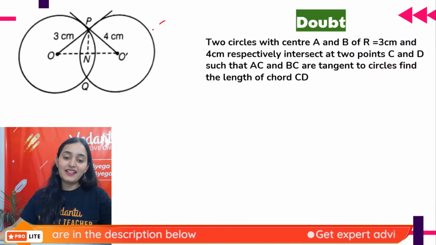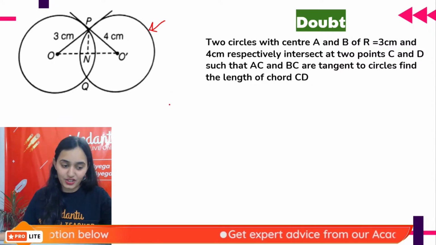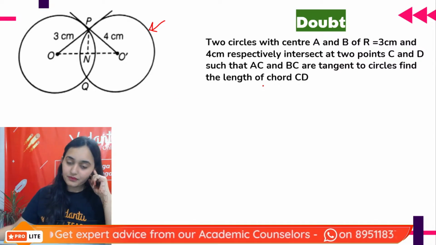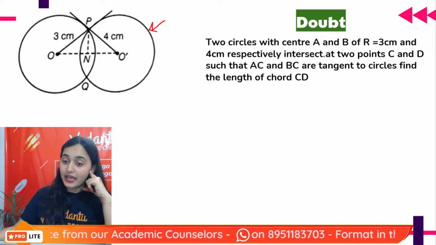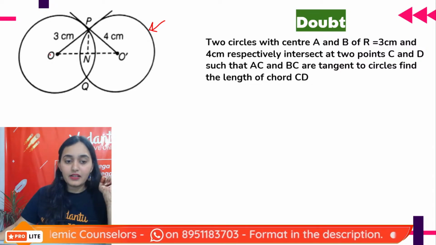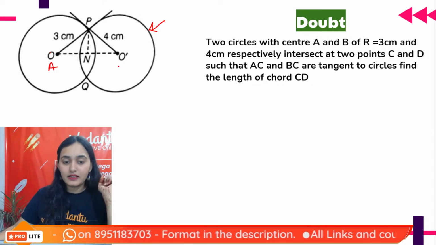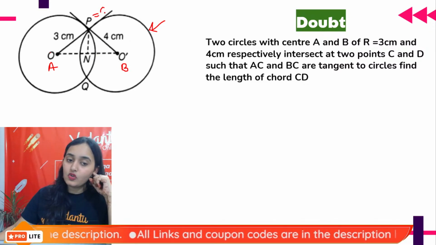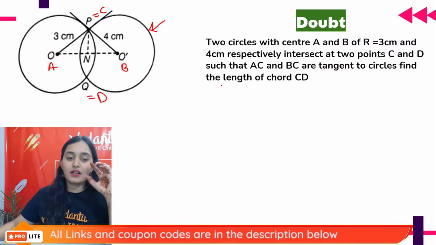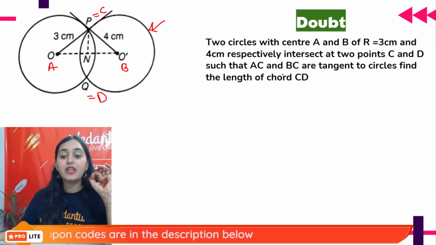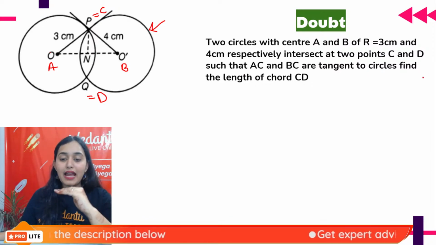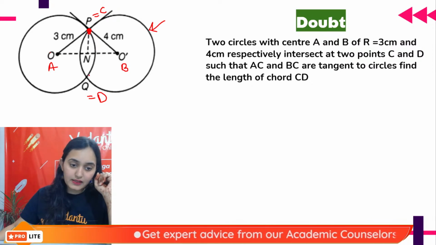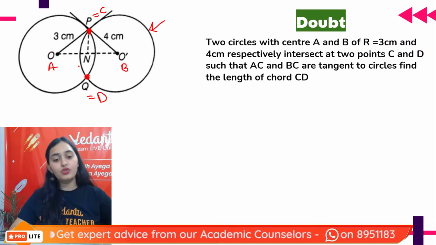Okay, now this is a very interesting circles question. You guys were asking about a circles question. Two circles with centers A and B, with radius 3 centimeter and 4 centimeter. Consider this to be C and D, because I did not find the diagram on the internet exactly the same. Such that AC and BC are tangent to the circle, find the length of chord CD. So we have to find the length of this line segment C to D.